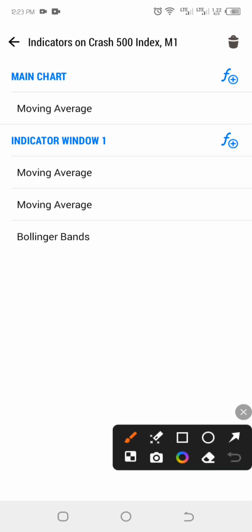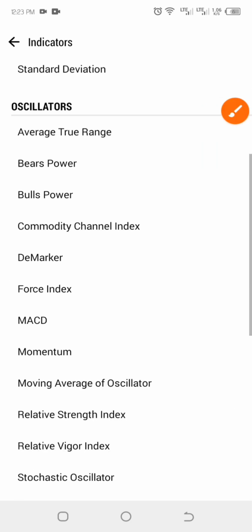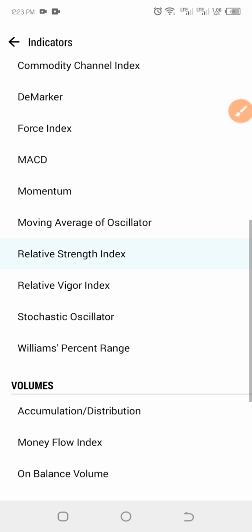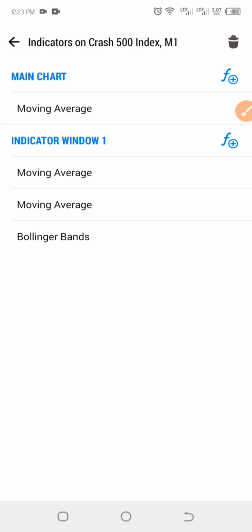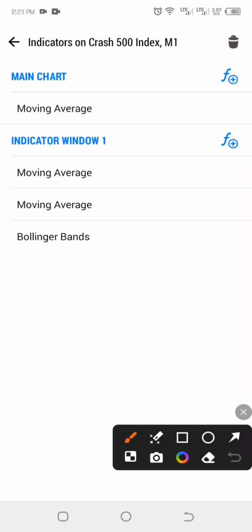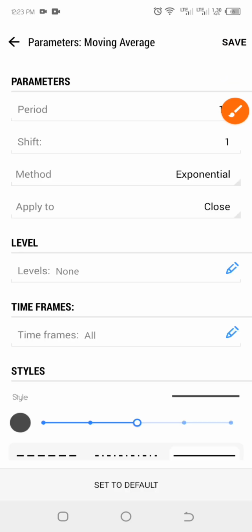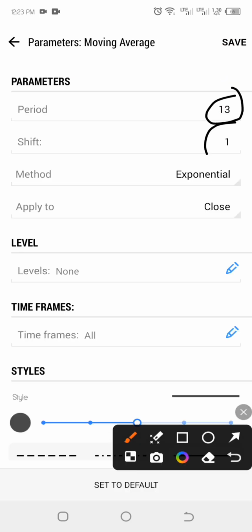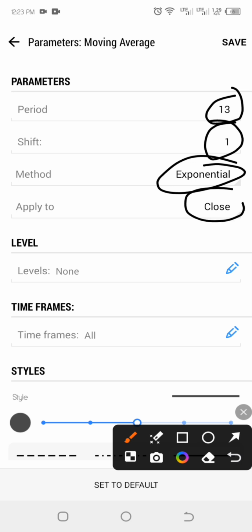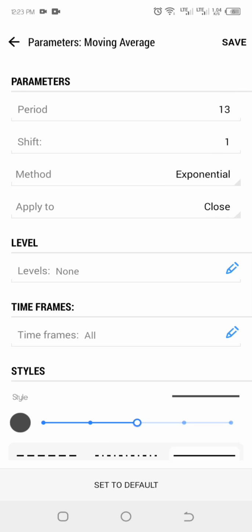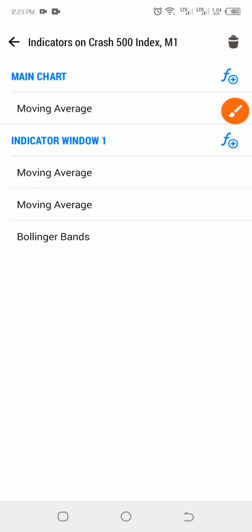Now moving on to the next indicator, which is a moving average as well. How do we add this? First we add the RSI, which you can clearly see here. After we add the RSI, we see this indicator window 1. Then we click on this F plus right here, search for moving average and click on it. For the first moving average, the period is 13, shift is 1, method is exponential, apply to close. For the style, use any color of your choice and click on save. Once you add the moving average, you are free to delete your RSI.